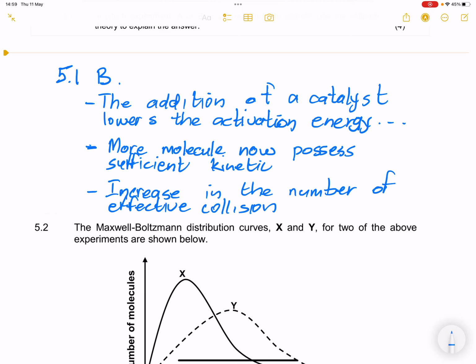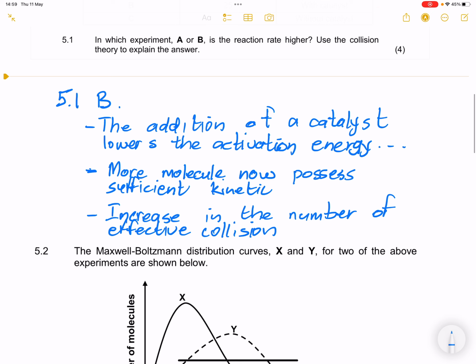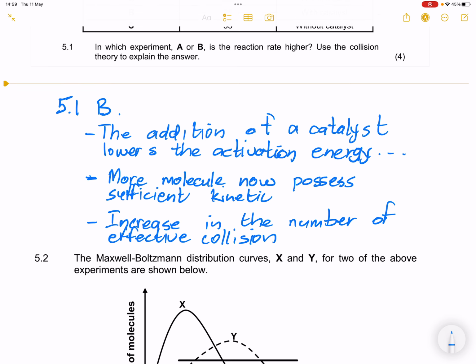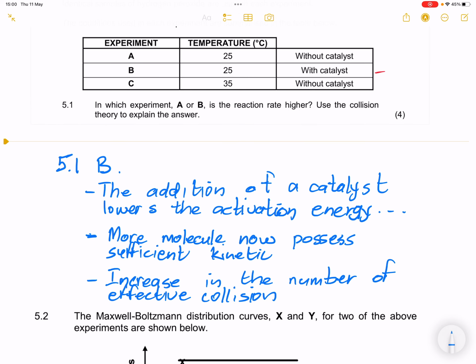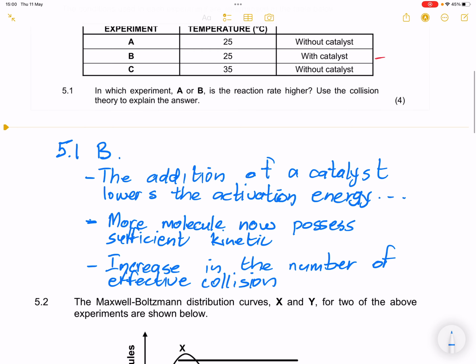I hope that makes sense, ladies and gents. Remember that the moment we add a suitable catalyst, it lowers the activation energy of the reaction. So you now have more molecules possessing sufficient kinetic energy. As a result, the number of effective collisions per second increases, because one of the conditions for effective collisions is that there must be sufficient kinetic energy. So that will increase the number of effective collisions per second, and as a result, increase the reaction rate.